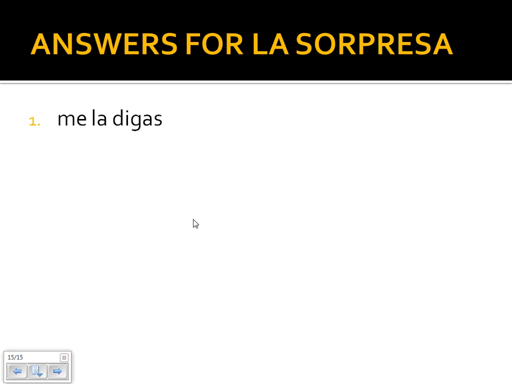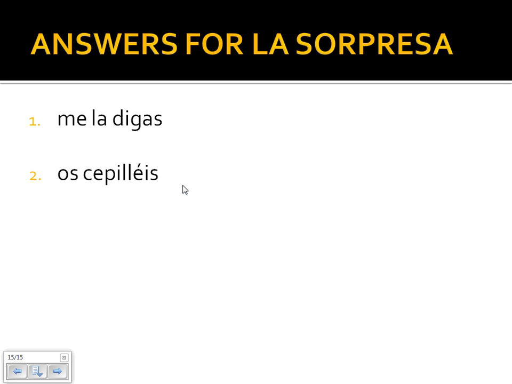Number 1 is me la digas. Because the pronouns aren't connected, the pronouns go in the front. And it's subjunctive because there's a weirdo verb and a que. Decir is irregular, so it goes from dis to dig, or des to dig.